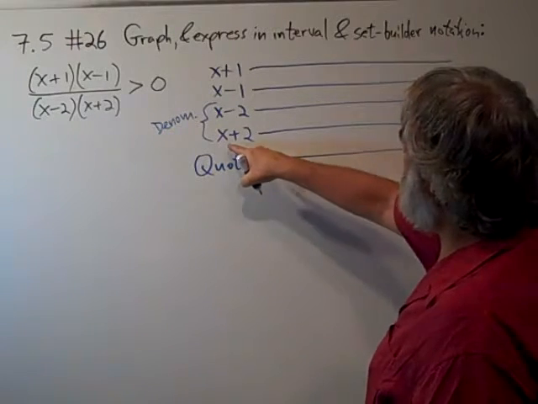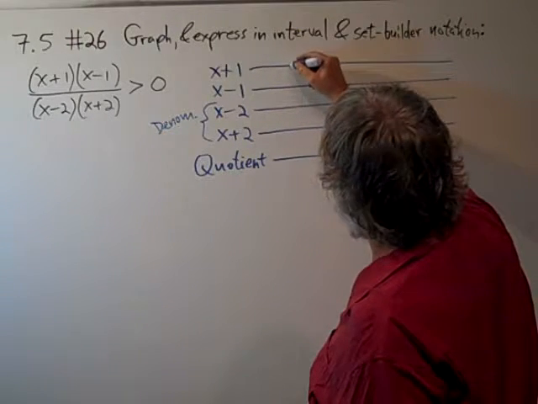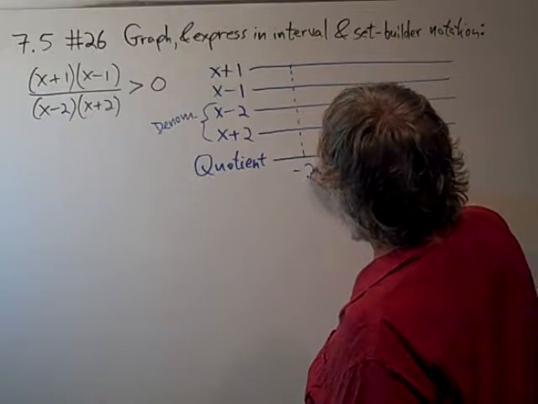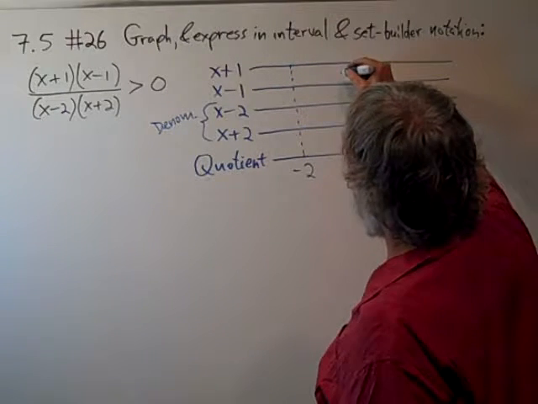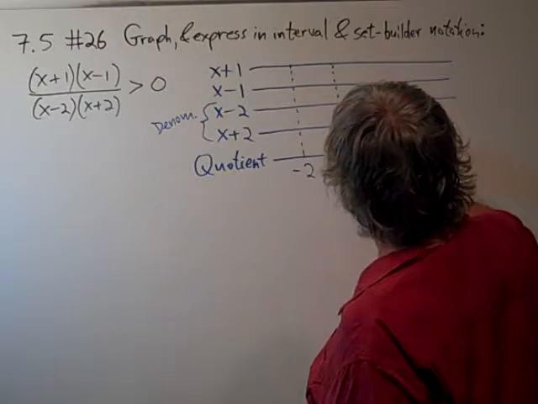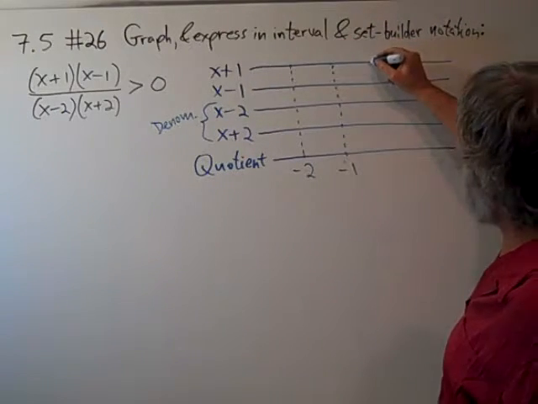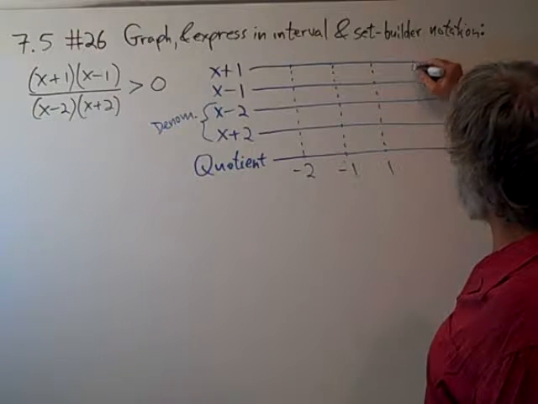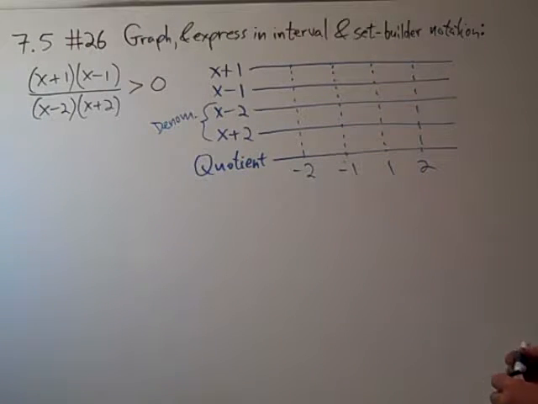Anyway, at negative 2, this one is 0, so we'll start with negative 2. That's where, and then we have negative 1. So this one is 0 at negative 1. Then we have 1 and 2, where each of these binomials has a 0 at one of those values.